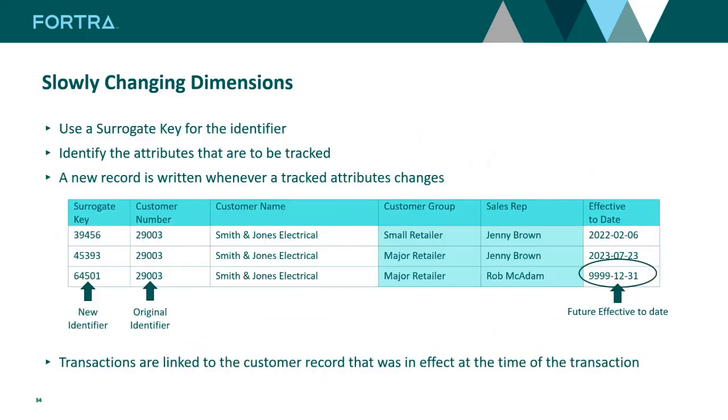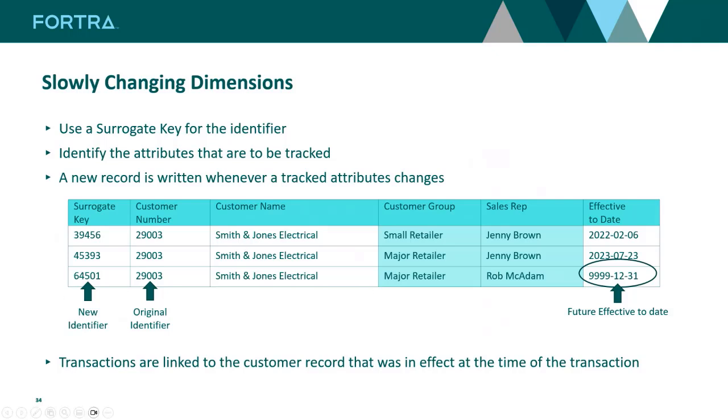The solution is to generate a new customer record every time one of these key attributes changes. The new records are given the next available surrogate key value. Each record has an effective to date, which for the current record is some unknown future date. So in this example, a surrogate key is a new identifier for the customer. We, of course, keep the original customer number, the original identifier, and then we need to include an effective to date column, with the current record having some unknown date in the future, whenever it will next change.